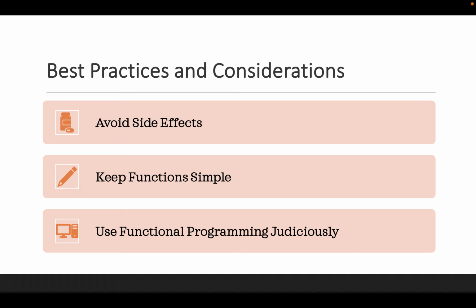Now we look at the best practices and considerations for functional programming. The first, obviously, is to avoid side effects. This is the very basic principle of functional programming. Don't have any side effects, in the sense that anything outside of the scope of the current function is not modified. Next is keep functions simple, in the sense that they only do one thing at a time. Functional programming encourages having functions small and simple.